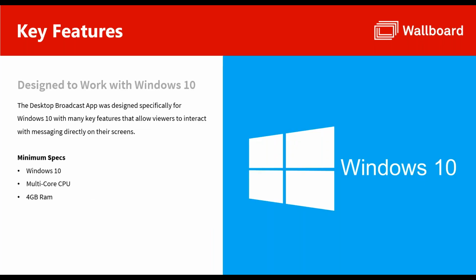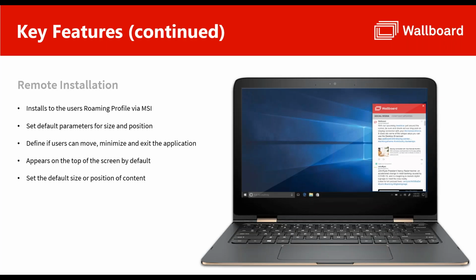So moving on to our key features, the desktop broadcast app is specifically designed to currently work with Windows 10 machines only. You'll need a multi-core CPU and 4 gig of RAM, but that's about it really. Remote installation. For anyone familiar with the Wallboard platform, when adding a digital signage screen, you need to enter a 4-character code. As you can imagine, if trying to install many tens or hundreds of screens, this could be a very time-consuming effort. Wallboard have created a new way to also install your desktop devices via install rules to generate an install key.